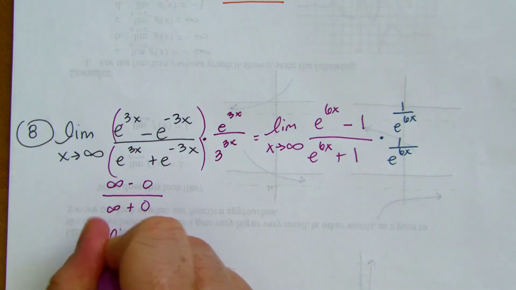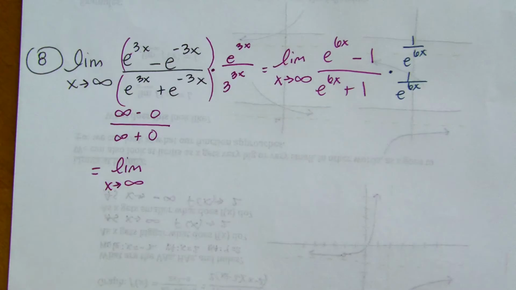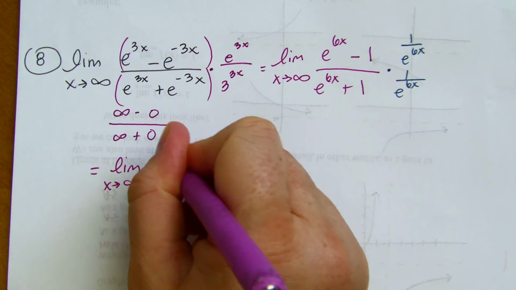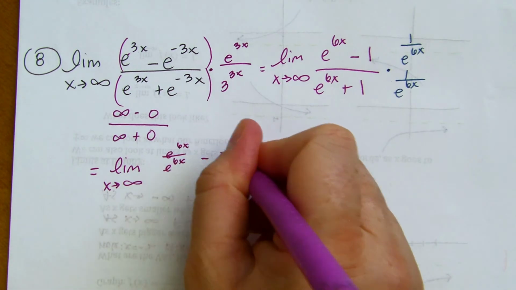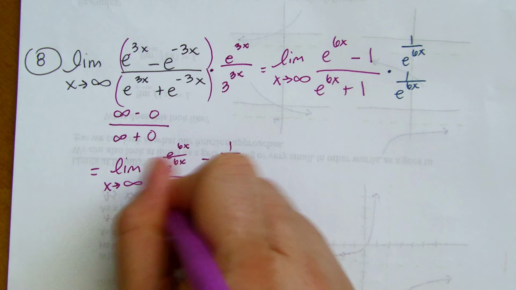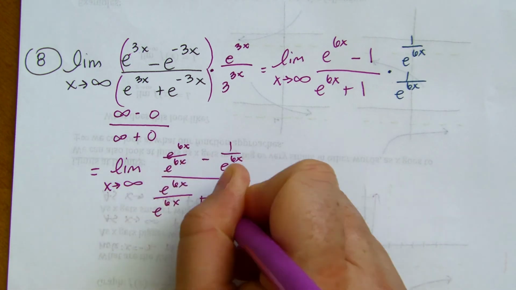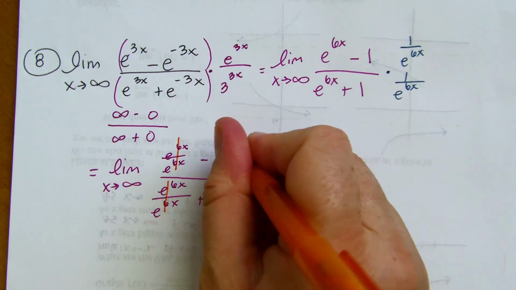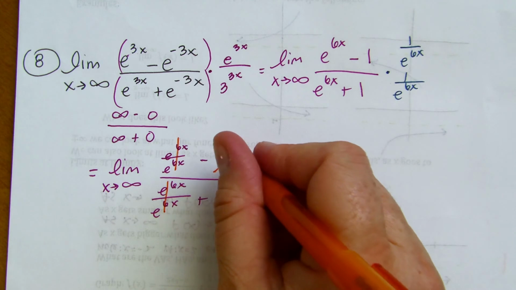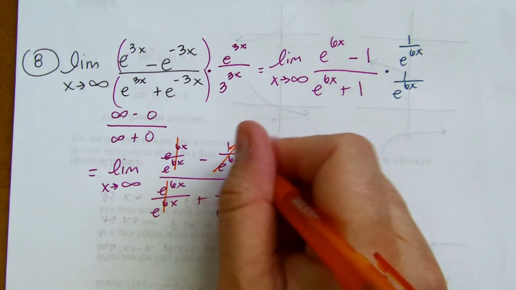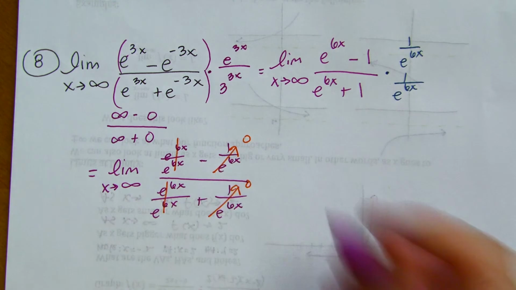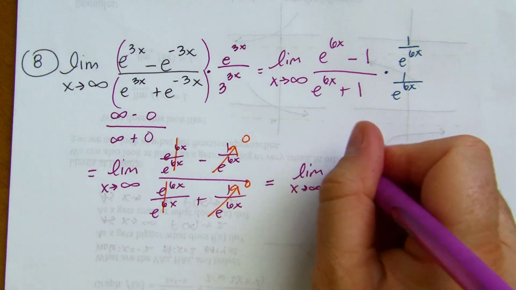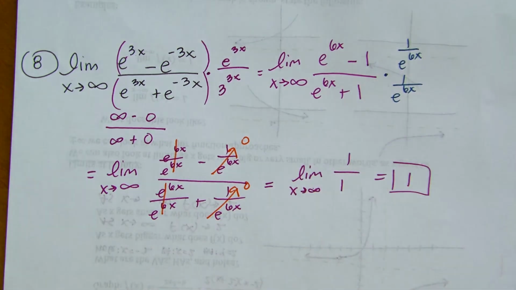And when I do that, my limit's still going to infinity. This becomes e to the 6x over e to the 6x minus 1 over e to the 6x, over e to the 6x over e to the 6x plus 1 over e to the 6x. And this is 1, this is 1, and e to the positive 6x, if you're going to positive infinity, this goes to 0, and this goes to 0. So what we're left with is the limit as x approaches infinity of 1 over 1, which is just 1.